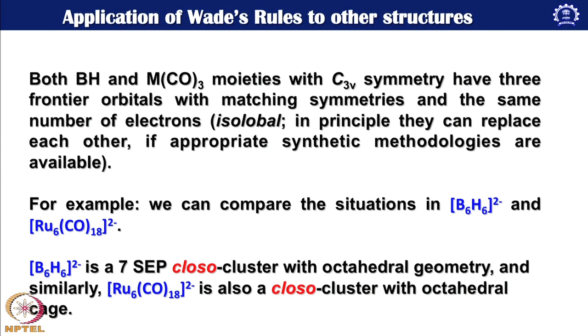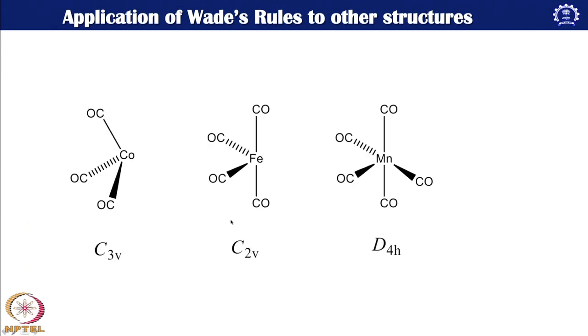So, we have n = 6 vertices, a closo structure. Similarly, Ru6(CO)12 2- is also a closo structure with an octahedral cage, but how did we arrive at this structure? I will show you. Here you can see this is a C3v structure.